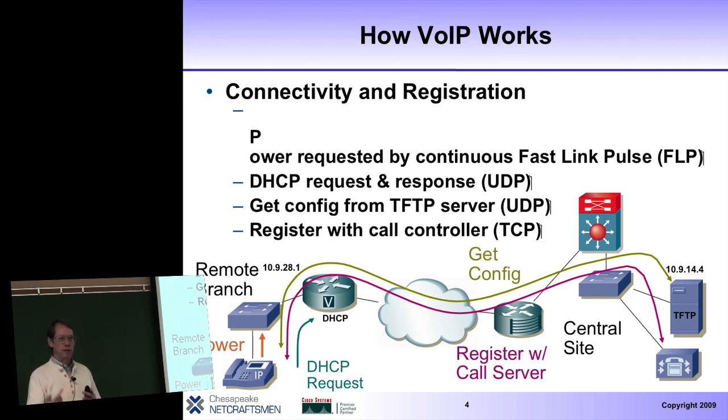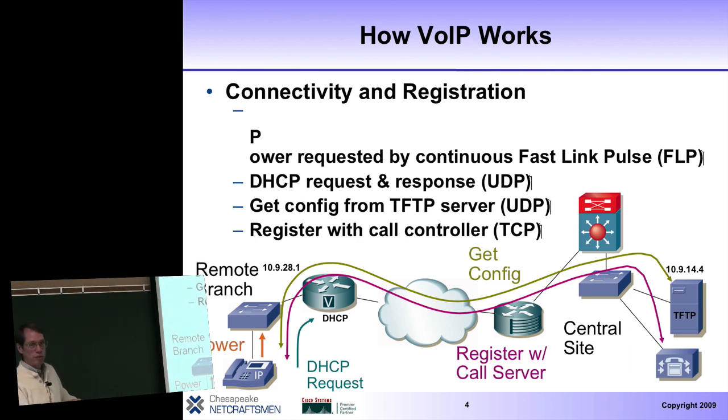The phone powers up. The phone then does CDP back to the switch. It says, I only need 4 watts of power instead of full power. The switch goes, ah, cool. So they can ratchet back the amount of power it's delivering on that port, making effective use of its internal power supply. The phone then does a DHCP request.